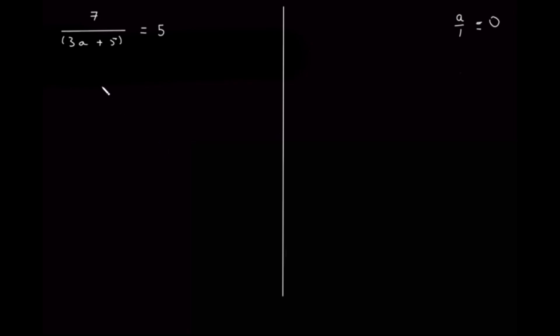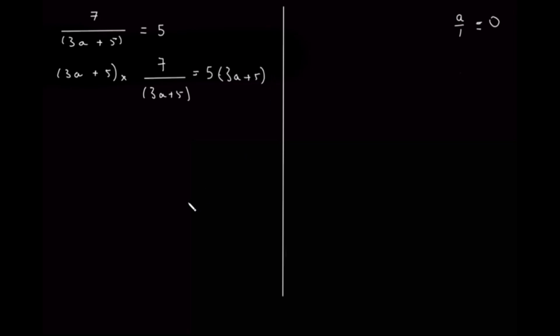Like I said, we need to change what we don't want on one side into 1. So to do that, if I multiply the left by that value, I have to also multiply the right by that value. So we end up with multiply by 3a plus 5 as a group times 7 over 3a plus 5 equals 5. Now I've multiplied the left by that, so I've got to multiply the right by that, 3a plus 5.